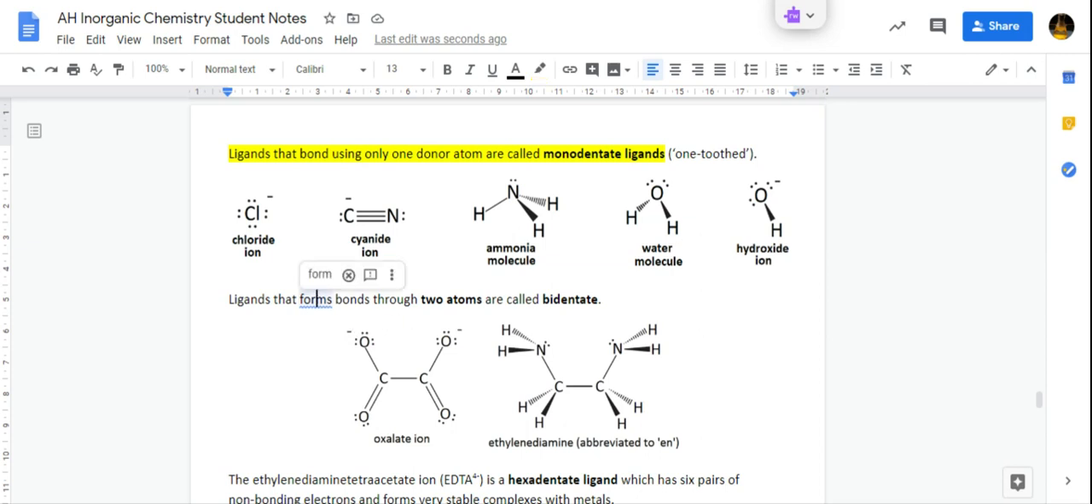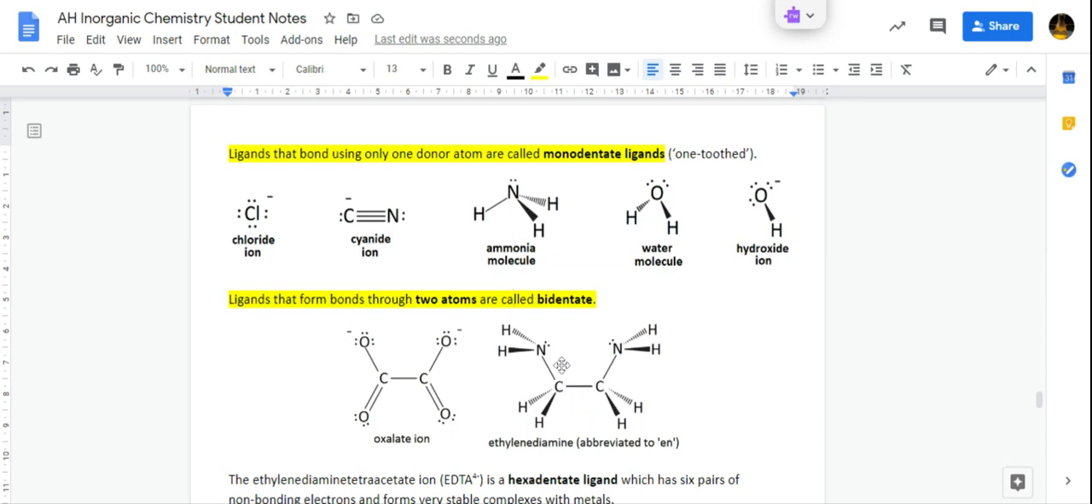Ligands that form bonds through two atoms are called bidentate. So the most commonly asked about bidentate ligand is the oxalate ion. You can see that it's got two oxygen atoms here, both with a negative charge. So overall the oxalate ion has a 2 negative charge. It can form one bond to a central metal ion through this oxygen and a second bond to the same central metal ion through this oxygen. So it's bidentate.